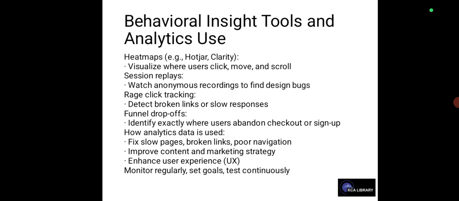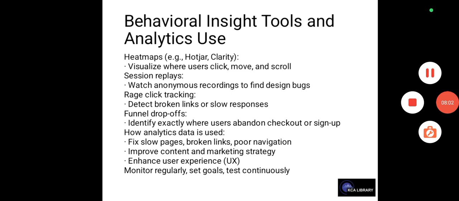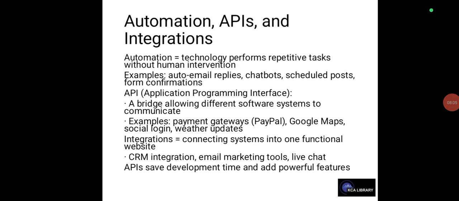Then, how do you use analytics data? This data you collect through analytics, you can use it to fix slow pages, broken links, and even poor navigation. You can also use this data to improve content and marketing strategy. The data is also important because you can use it to enhance user experience. So it is important for you to always monitor regularly, set goals, and always test your website continuously. Okay, now let's talk about automation, APIs, and integration.